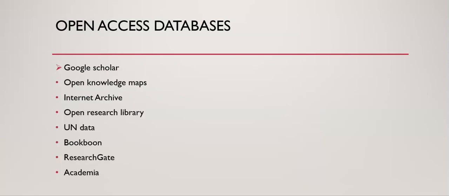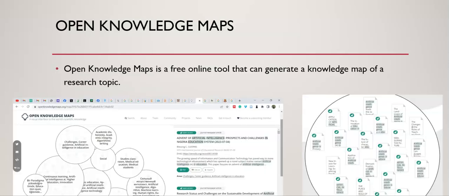So I just picked one of interest from these databases, that's Open Knowledge Maps. I find this one very helpful. Open Knowledge Maps is a free online tool that can generate a knowledge map of a research topic or a research subject. So you are doing maybe your assignment, your dissertation, your research paper, etc. This particular site is quite helpful. If you just search, for example, here I just searched for artificial intelligence. What you see, these circles that are intertwined, is the map.